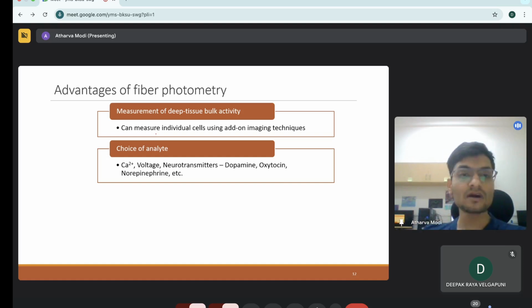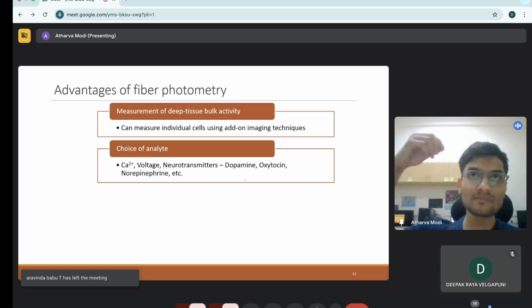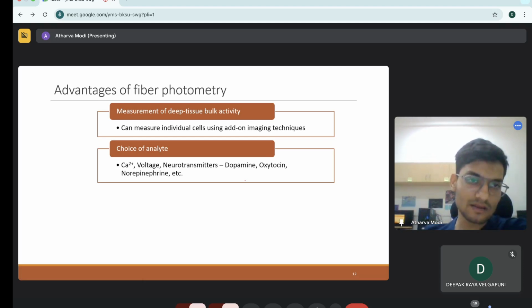And you can not only measure the electrical voltage or ion concentration, you can measure all kinds of different things like calcium concentration, voltage. You can design proteins which are specific to some neurotransmitter, dopamine, oxytocin, norepinephrine, or serotonin, or glutamate. So being able to measure these chemical concentrations at such temporal scales without having bulky equipment like voltammetry or putting a chemical electrode inside the brain is a very big advantage provided by fiber photometry.